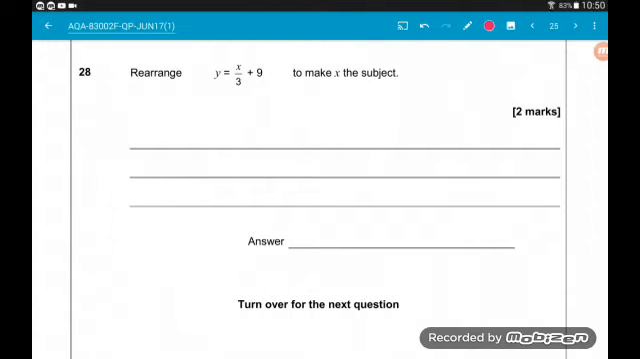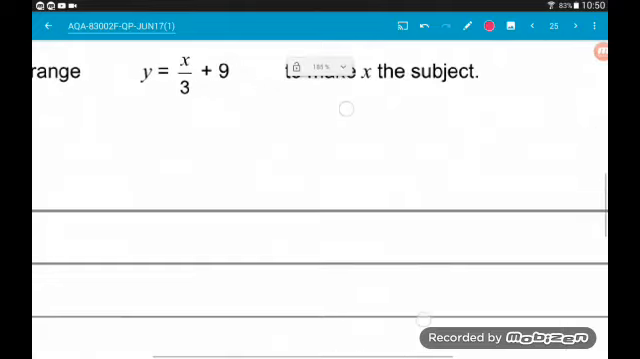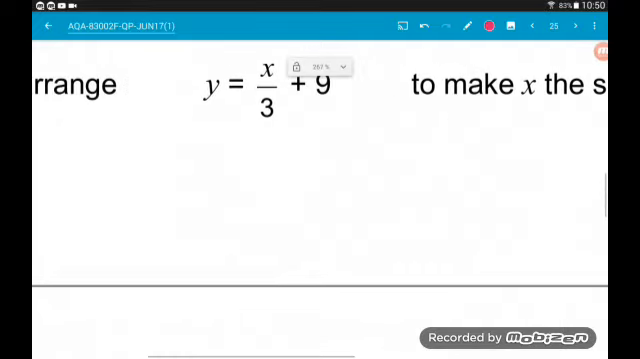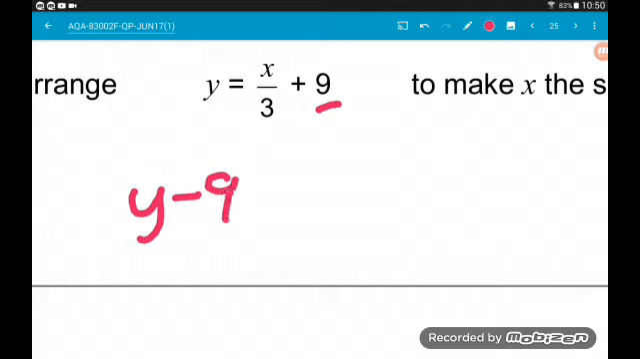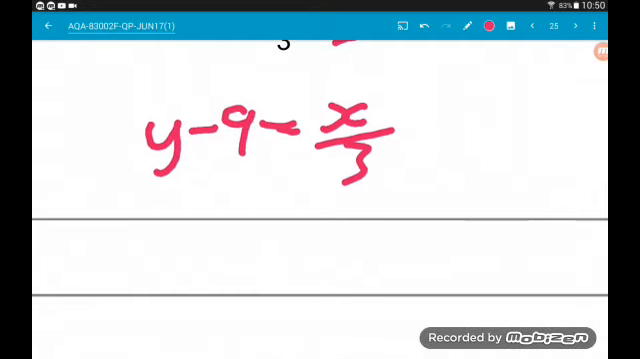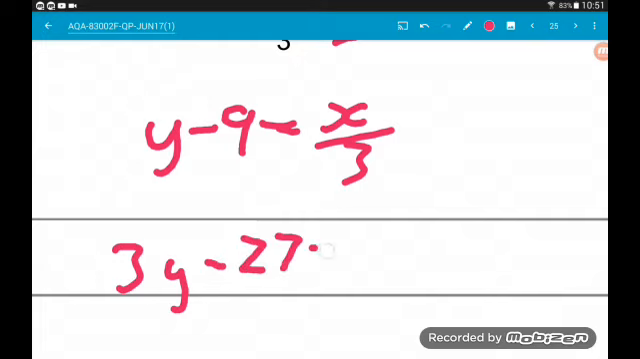Question 28. Rearrange y equals x over 3 plus 9 to make x the subject. So, we're trying to get x on its own from this lovely formula. First thing to do is move this 9. So we do that by subtracting 9. So we get y minus 9 equals x over 3. And then we multiply by 3. So we get 3y minus 27 equals x. Job's a good one.